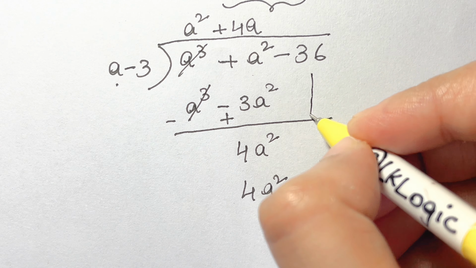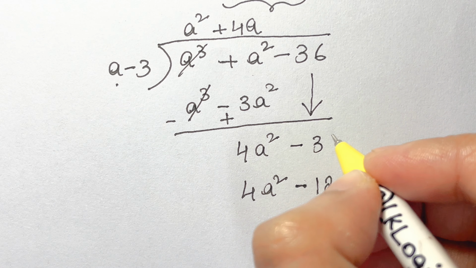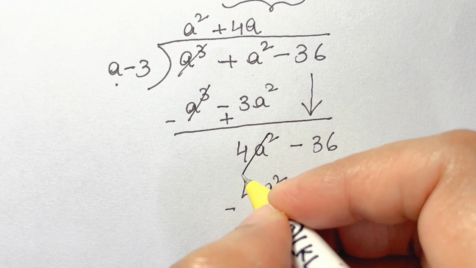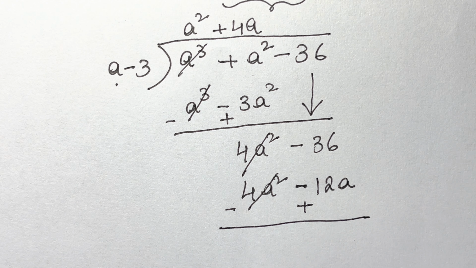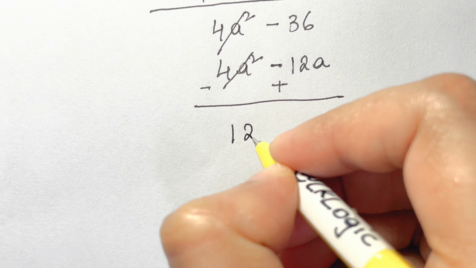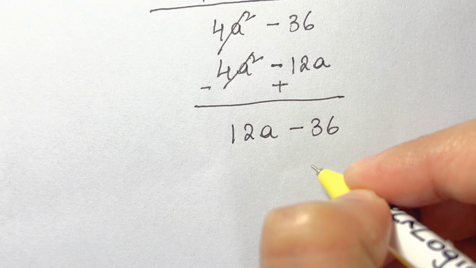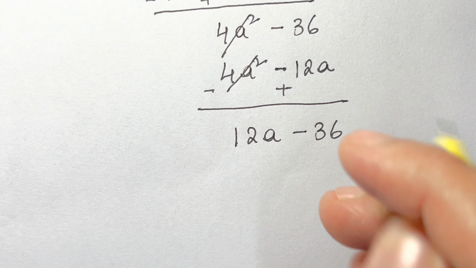Then we bring down 36. So we get negative 12a minus 36. And now we are going to change signs. So minus and plus, 4a squared gets cancelled, but you cannot subtract 12a and 36 because they are different. One has a variable and another is a constant. So we have written it down as it is.